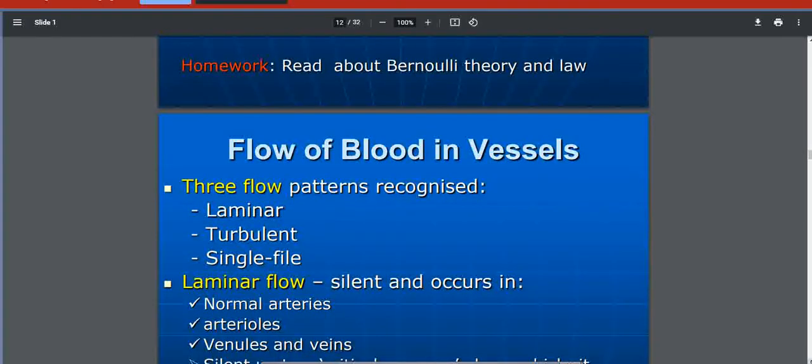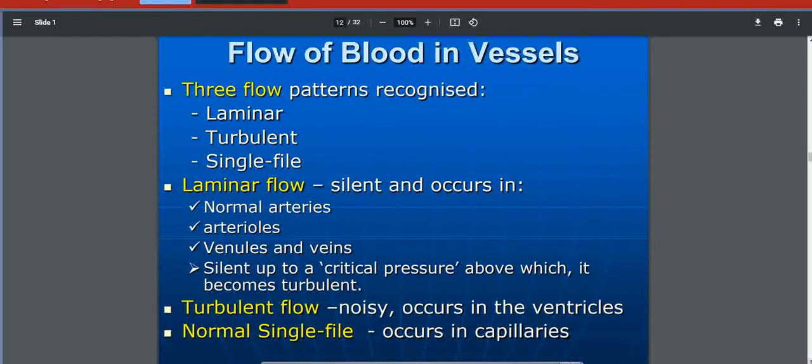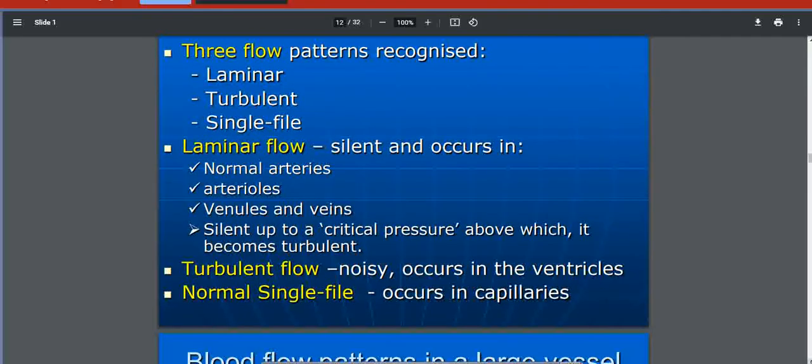We have 3 flow patterns which are recognized: laminar, turbulent, and single file. When we talk about the laminar flow, it is a silent one and it occurs in normal arteries, that is arteries without diseases. It also occurs in normal arterioles, venules and veins.